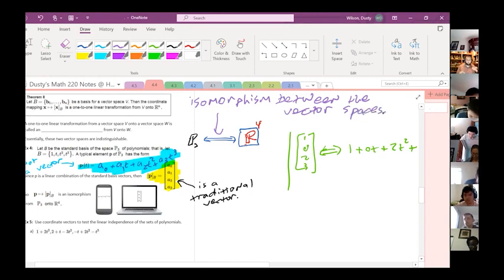Okay, so it's saying at some level, everything we can do in the polynomial world, we could also do in the vector world. Everything we could do in the vector world, we could also do in the polynomial world. We can go fluidly back and forth as long as you know how to translate.